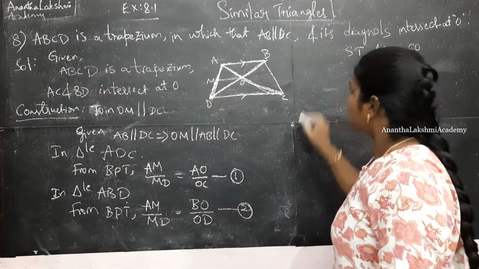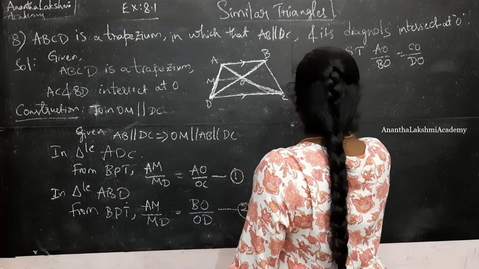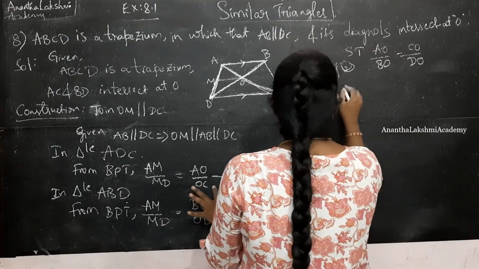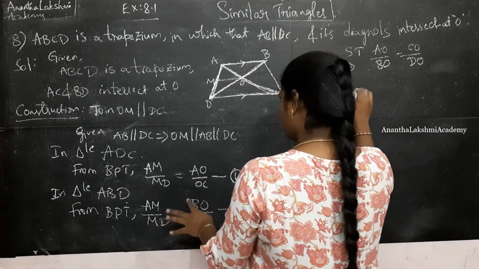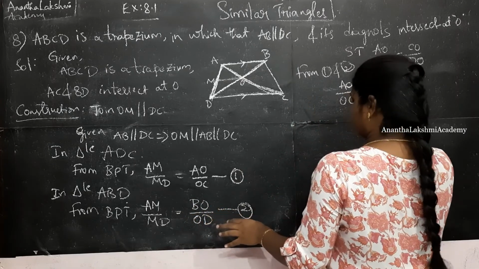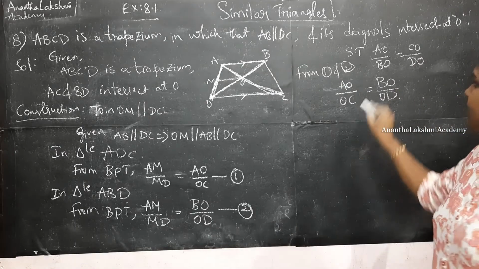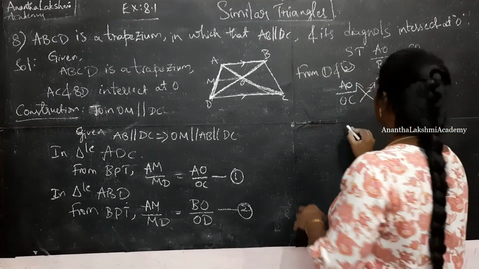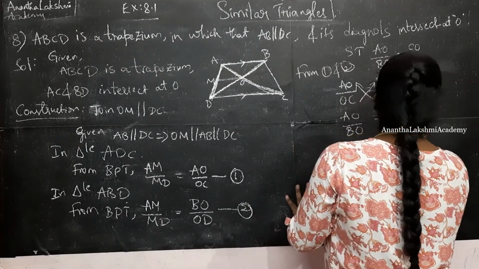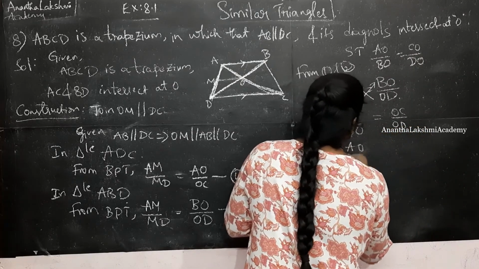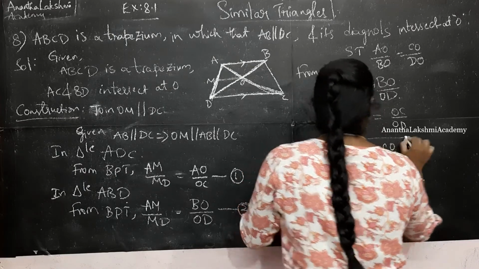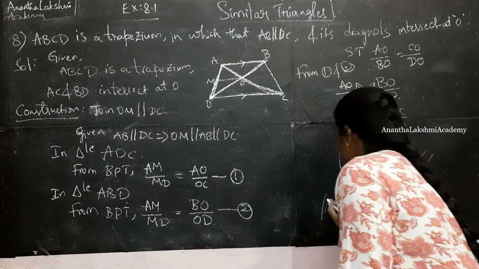Now, from equation 1 and 2, what do we get? AM by MD is the same. So, AO by OC is equal to BO by OD, isn't it? So when you do the cross multiplication, you get AO by BO is equal to OC by OD, which can be written as AO by BO is equal to CO by DO. And this is what we need to prove, hence proved.